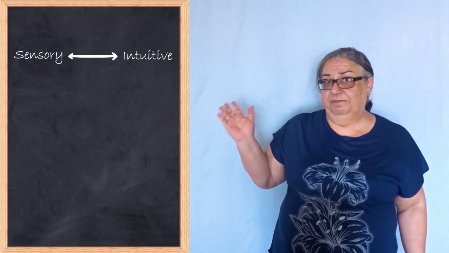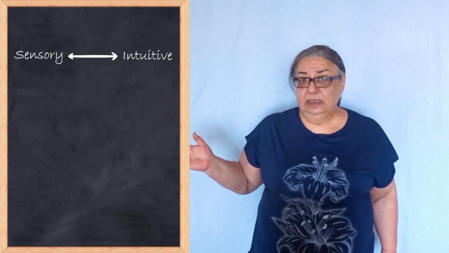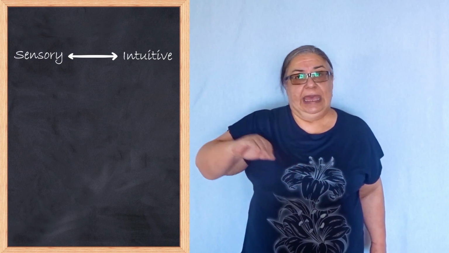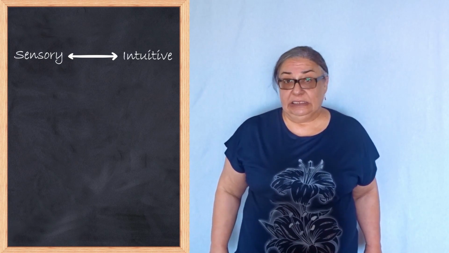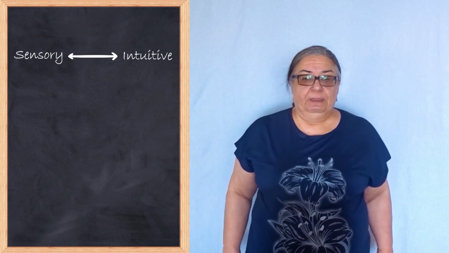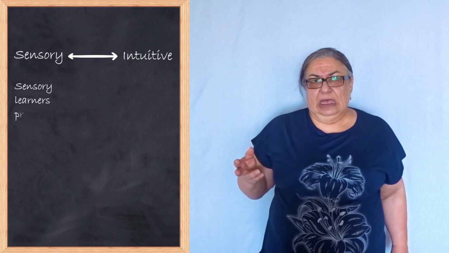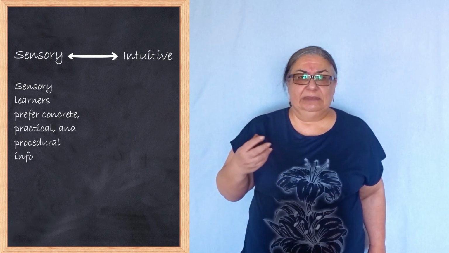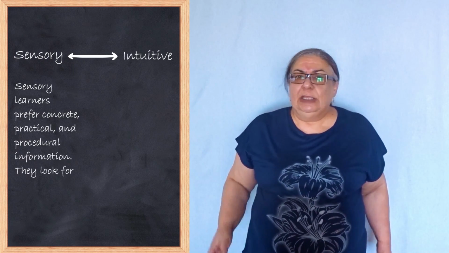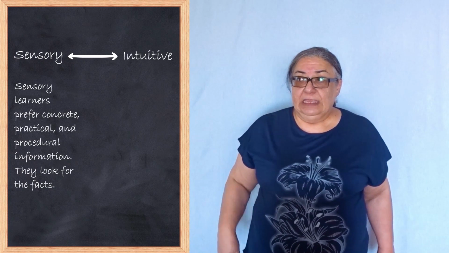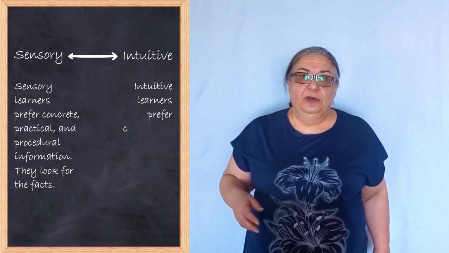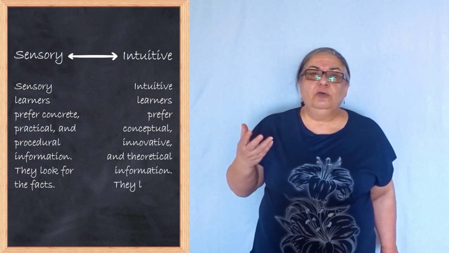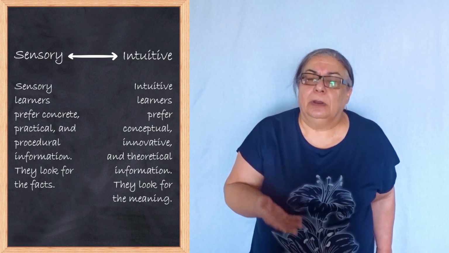As you can see in the figure, the first one is, at one end we have sensory, at the other end we have intuitive. Sensory learners prefer concrete, practical, and procedural information. They look for facts. Intuitive learners prefer conceptual, innovative, and theoretical information. They look for the meaning, deeper meaning.